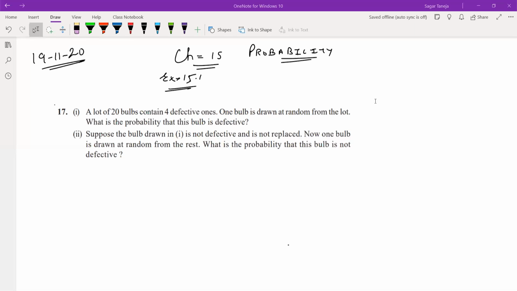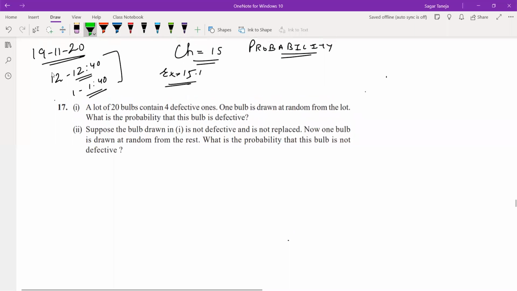So today we are starting with question number 17, same chapter, probability, 15.1 exercise. Okay, so starting with question number 17.